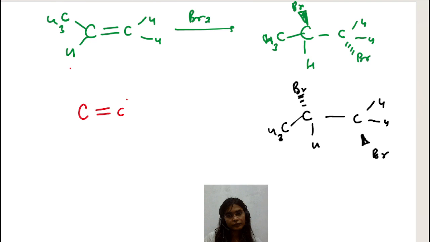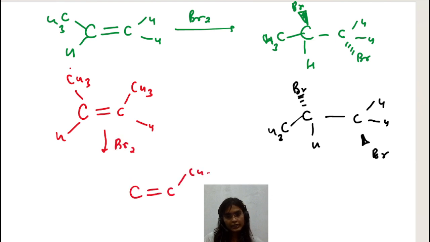Similarly, if we have a cis CH3, again if you add the bromine, we get a carbon-carbon double bond, CH3 is the same thing. Maybe this bromine at the wedge position, or hydrogen, or this bromine at the dash position, and this is hydrogen.